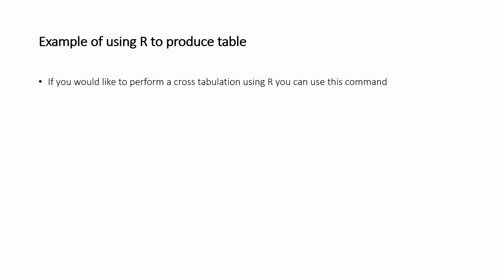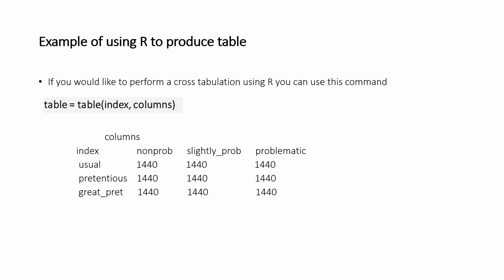Now you are ready to start your research. In this slide and the following slides, I'll show you an example of producing the same table using R and then using ACRO. Here we use the R command table to produce a simple cross tabulation, and the output is a table with the frequency in each cell.